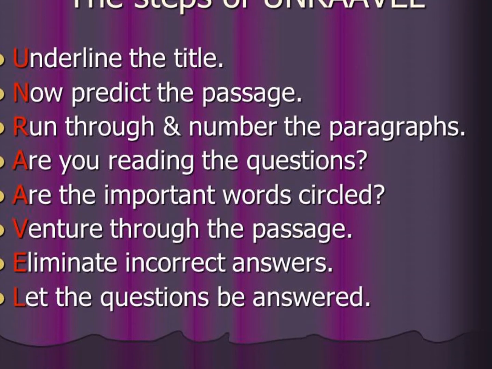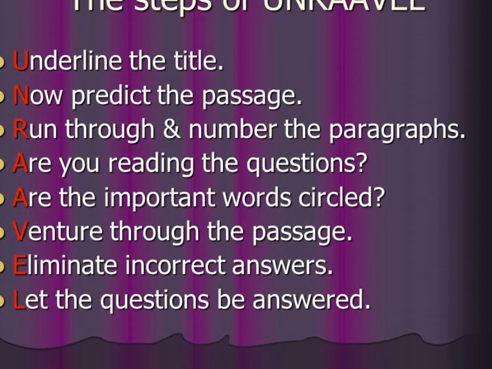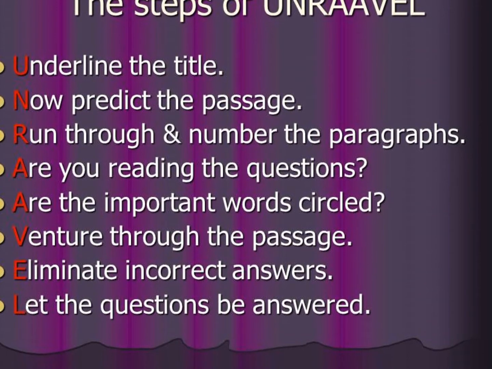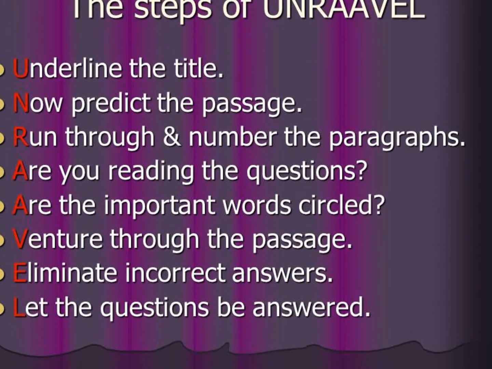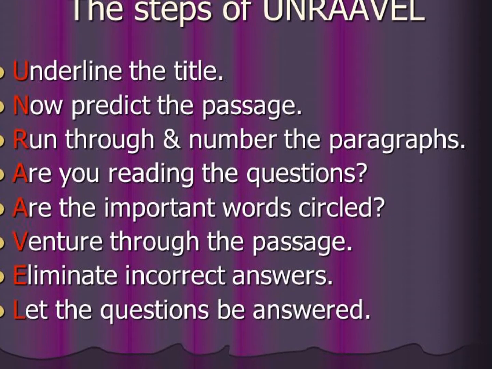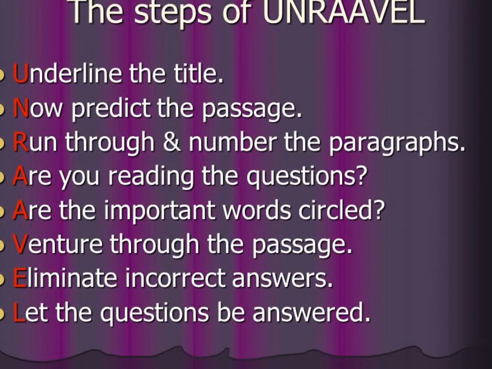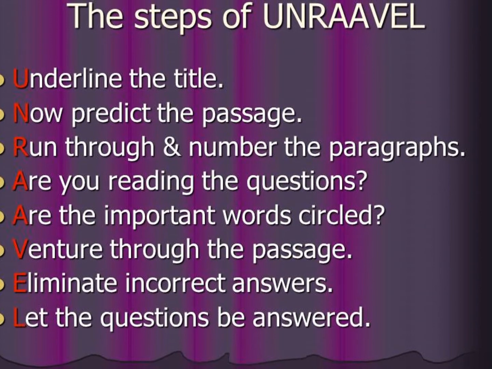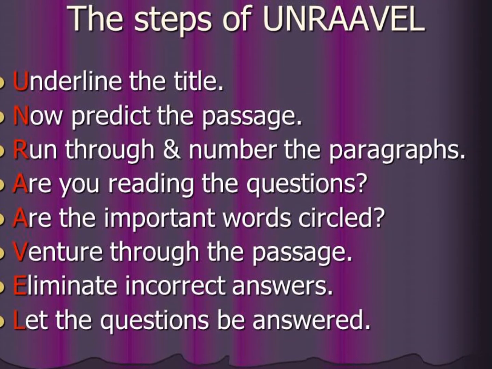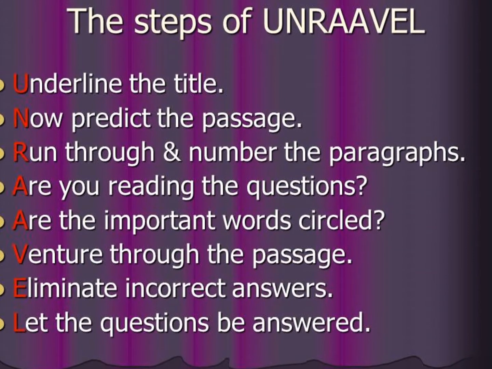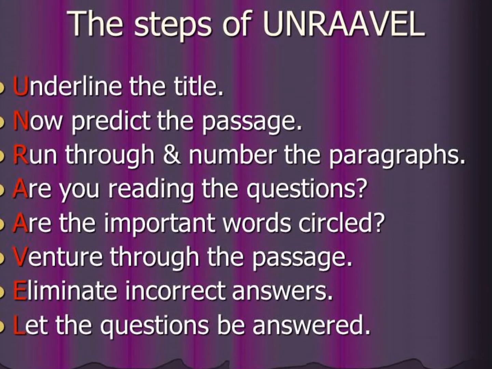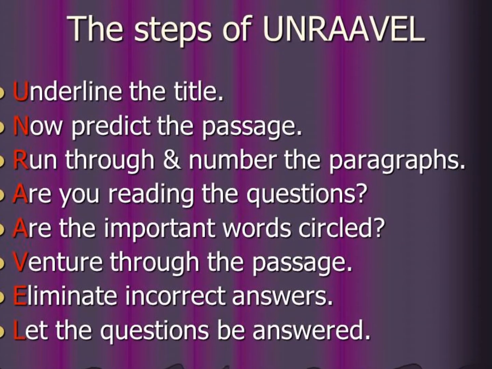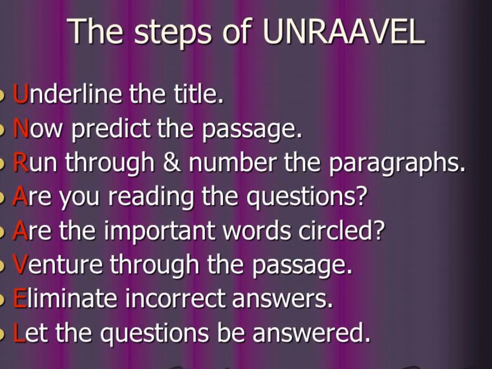It seems a little overwhelming at first, but I promise as we go through it, you'll find it easier and easier. The first step, the U, stands for underlining the title. That's a pretty simple step. The second step, N, stands for now you need to go through and predict the passage. We'll talk about what predicting means in a little bit. R stands for running through and numbering the paragraphs. A, the first A, are you reading the questions? The second A in UNRAAVEL are the important words circled. We'll talk about what these are in a little bit as well.